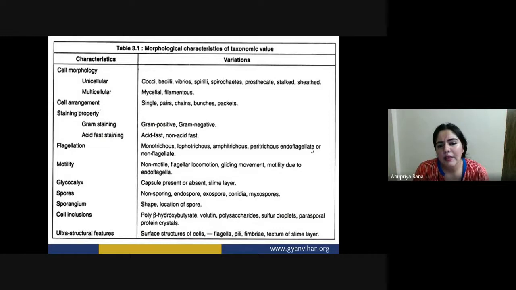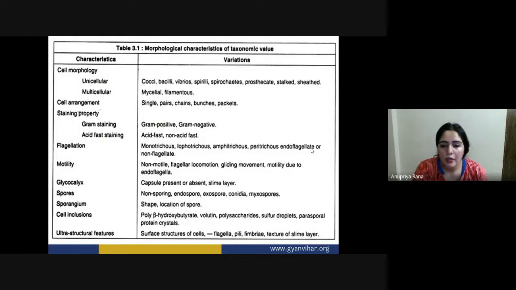Glycocalyx, that is a capsule present on their surfaces for their protection. So this glycocalyx, the capsule, can be present or absent, and a slime layer can be present over them. Spores, they have specific spores with the bacteria. Every bacterium has some special kind of spores inside it. If we talk about spores, non-sporing ones will not have any spore. Basically, the spore is a unit of asexual reproduction.